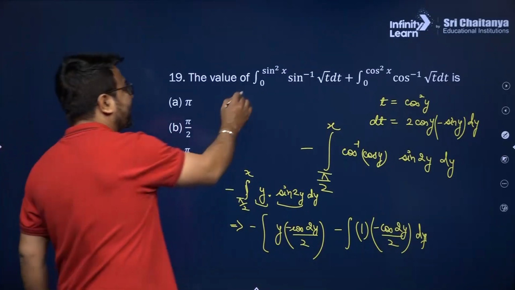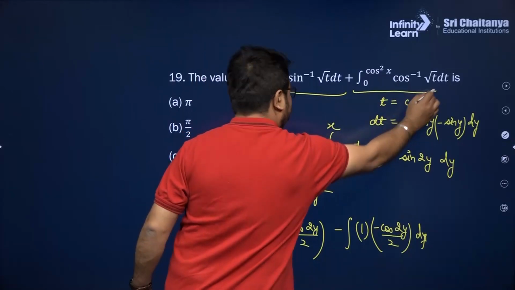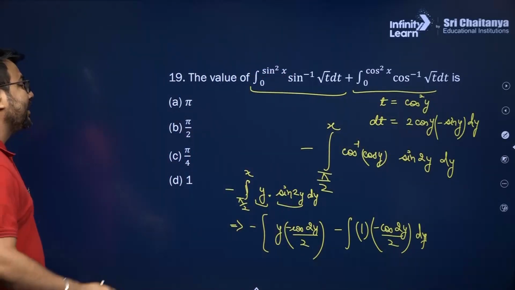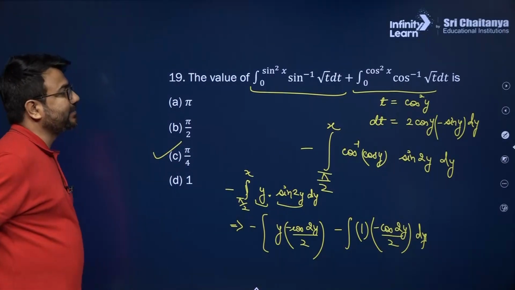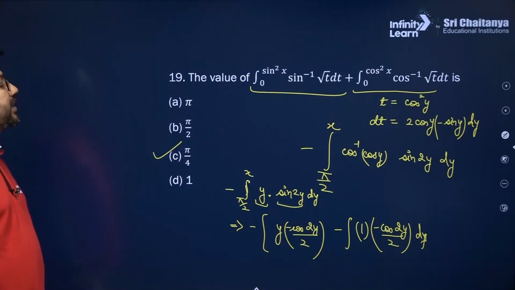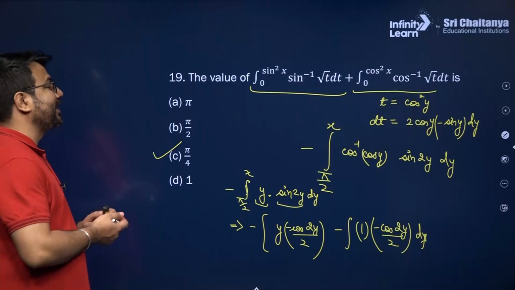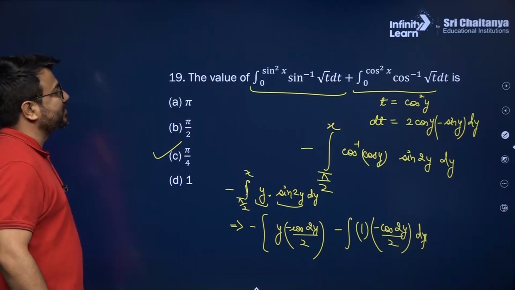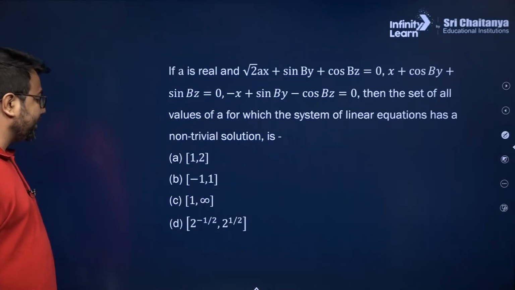So I will add this integration and this integration. The addition of these two integrations will give me the final result, that is pi by 4. So option C, pi by 4, will be the final answer for this question. I hope you all are able to understand how to attempt this question. So moving ahead to the next question.